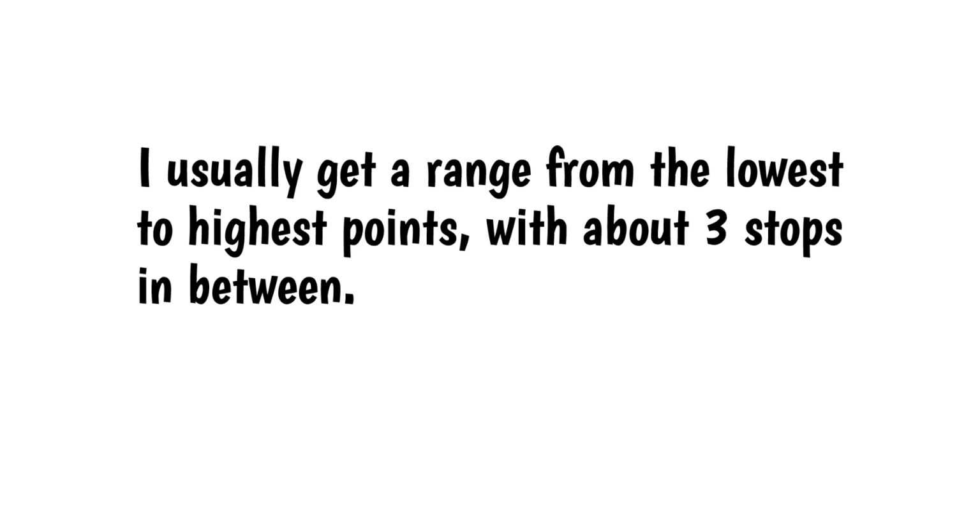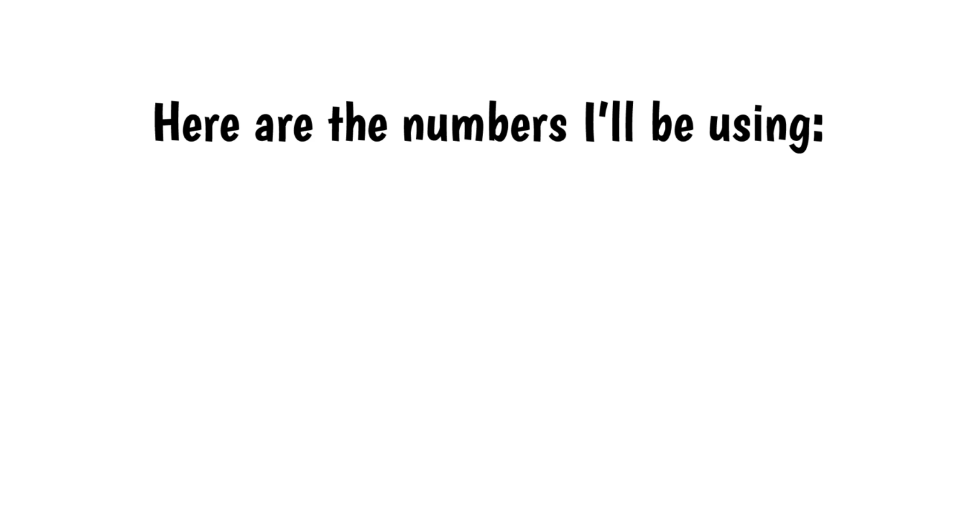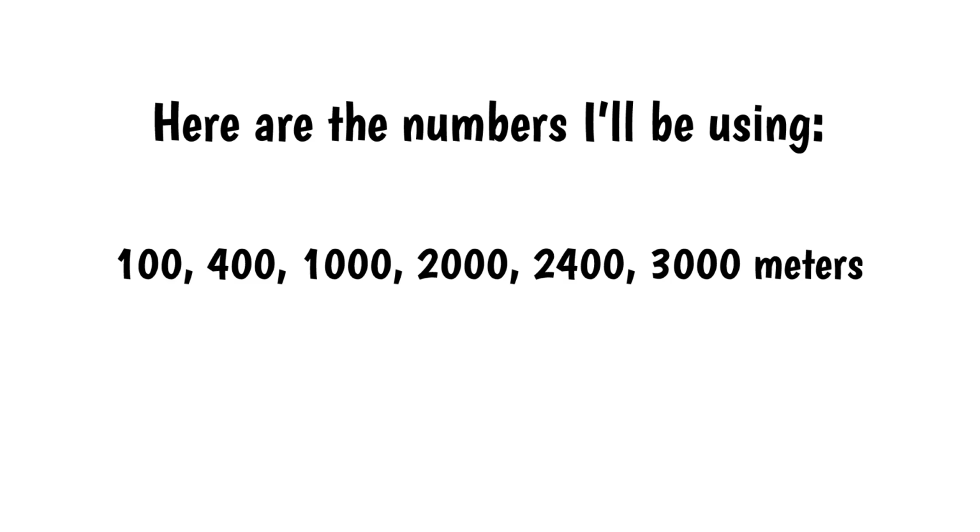I usually get a range from the lowest to highest points, with about 3 stops in between. Here are the numbers I'll be using. Make sure you are aware of your Google Earth settings concerning meters or feet. Now I'll take this information into QGIS to construct my custom color ramp.